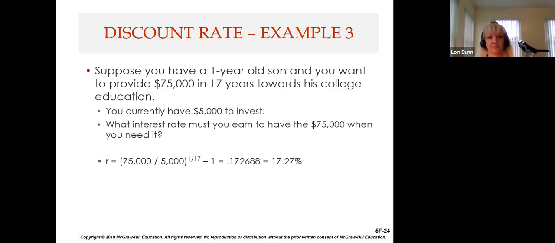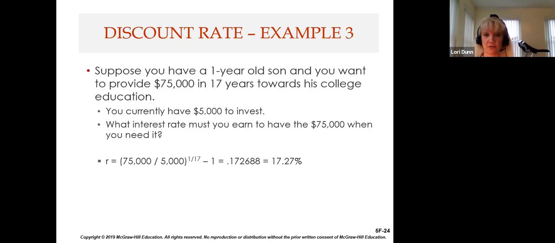Take a look at another one. Suppose you have a 1-year-old son and you want to provide $75,000 in 17 years towards his college education. Okay. You have $5,000 to invest right now. Now, before we go any further, if you're sitting there going, why don't you just put a little bit of money away each year? We'll get to that in chapter 6. In this chapter, we only have $5,000 we could put away today. It needs to sit there for 17 years, and we want it to accumulate to $75,000.